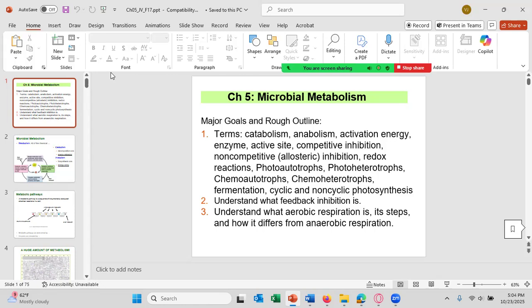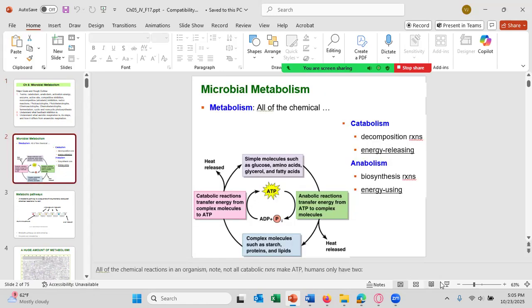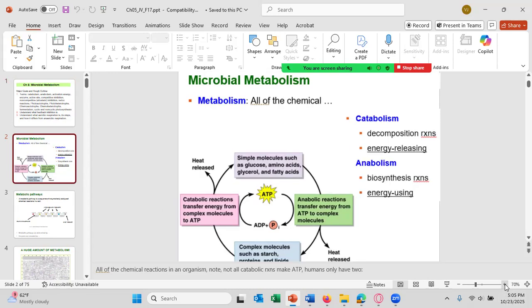Okay, 2, understand what feedback inhibition is. And then 3, understand what aerobic respiration is, its steps, and how it differs from anaerobic respiration. Let me blow this up a little.